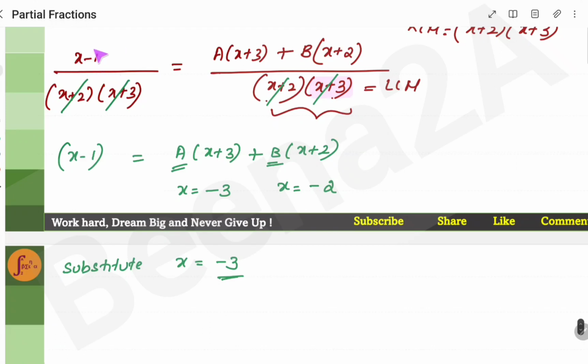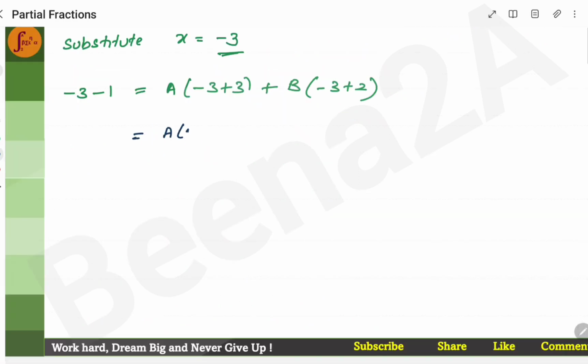So when I take x is equal to minus 3, it will become minus 3 minus 1. Here it will be a into minus 3 plus 3. Here it will be b into minus 3 plus 2. I'm substituting x as minus 3 here. So I'll get a into 0. Minus 3 plus 2 is minus 1. So minus 1 into b is minus b. Minus 3 minus 1 is minus 4. So b is equal to 4. Here minus and minus will get cancelled. So b is equal to 4.